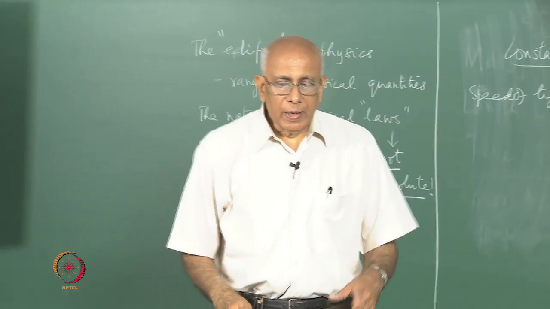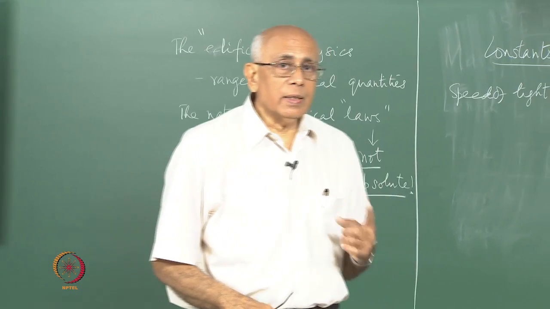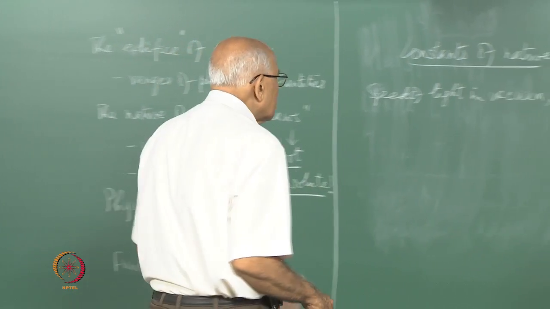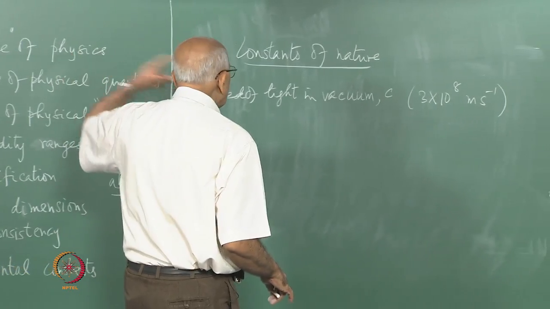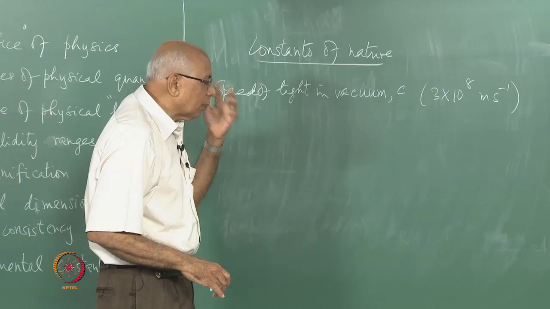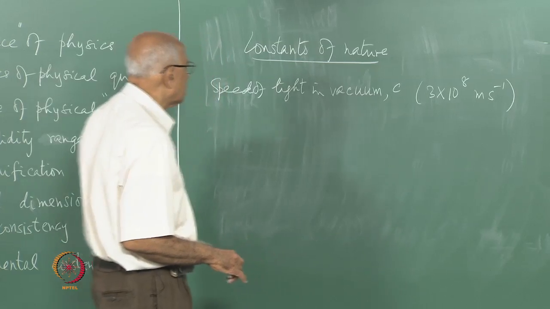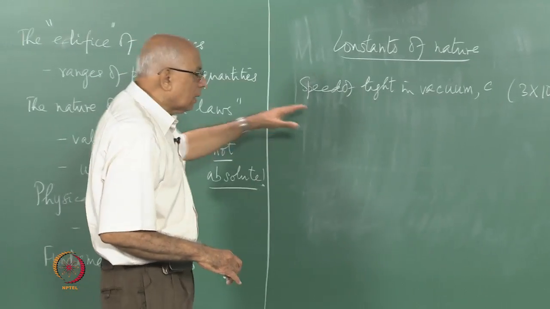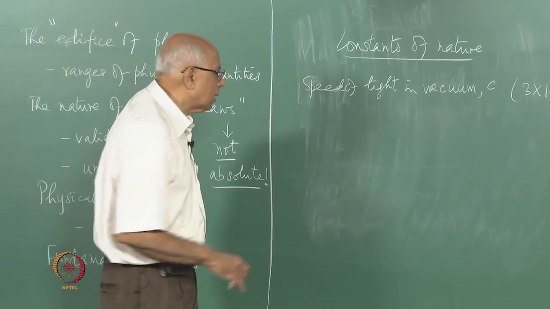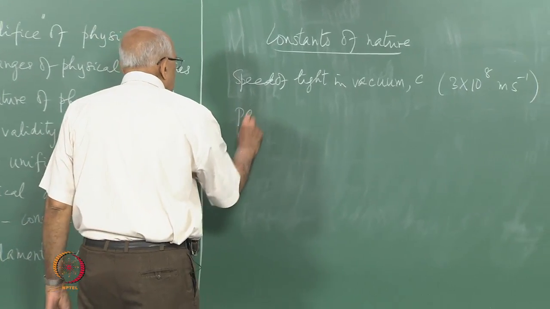Now of course for the speed of light, there are several ways of writing this number. This has to do with the so-called standard international units I talked about, but for our purposes at the moment we will take it to be 3 times 10 to the power 8 meters per second. The other absolutely fundamental constant turns out to be Planck's constant.